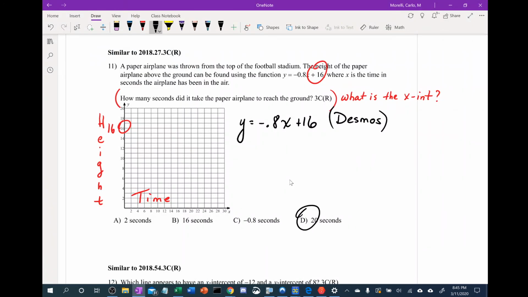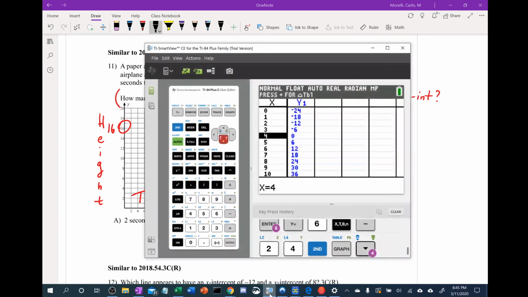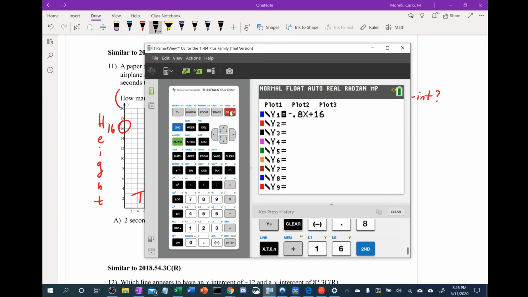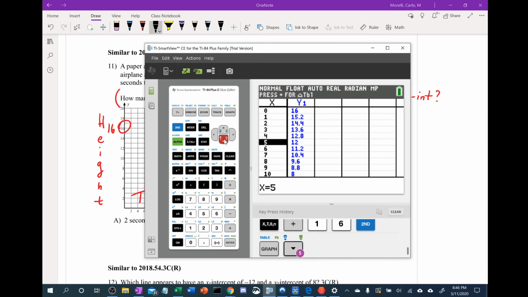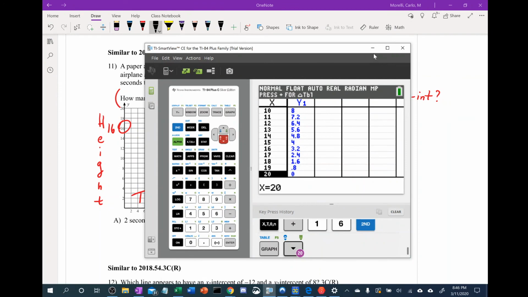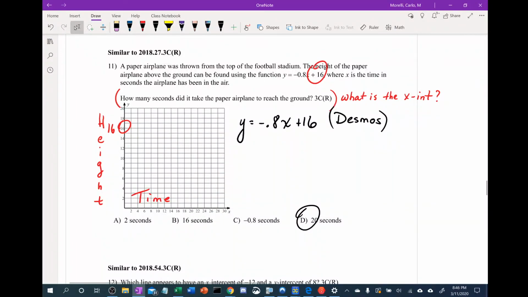That was that simple. If you didn't have access to Desmos, you could use your calculator and just go in here and plug it into y equals. That would be negative 0.8x plus 16. Okay, and then you would hit second graph. And you'd want to go find where y was 0. There. See? When x is 20, y is 0. So that's how I know that that's the correct answer on the TI calculator.